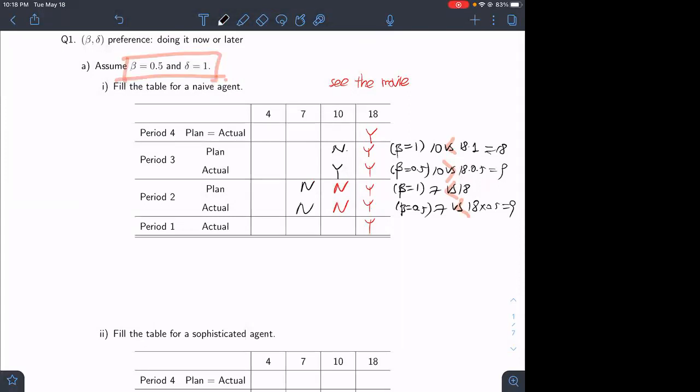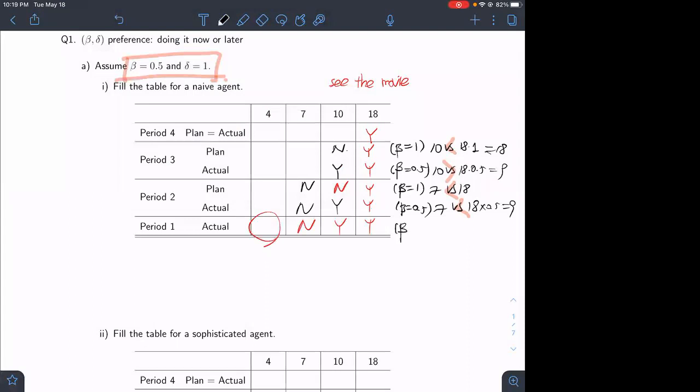There's no actual choice of the naive agent, it's just copy and paste from here. So this should be yes. Oh, I'm sorry for making confusions. Okay. And then what is his choice in period 1? Let me use color red to copy and paste what we did so far, and then just put the final dot here.